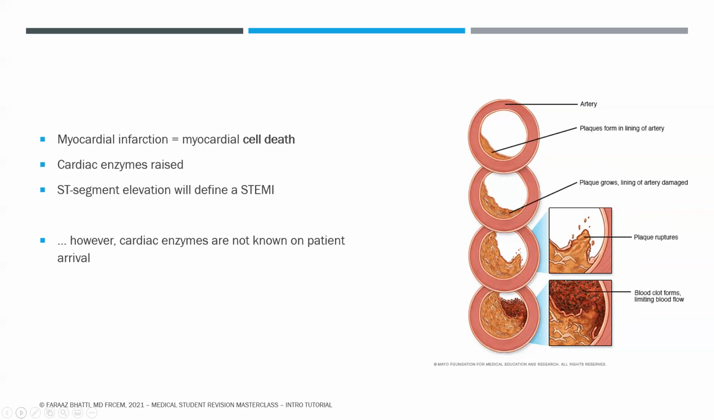As you can see from the picture on the right-hand side, you have an atherosclerotic plaque, which grows over a number of years. It can rupture, and then a clot which forms can obstruct the coronary artery, leading to ischemia.